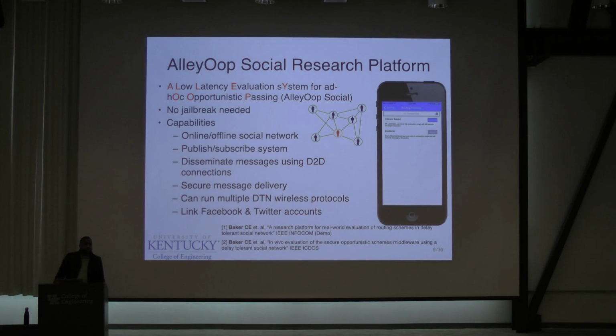Alium Social is an application you can download on your iPhone. You don't need to jailbreak it. It has a lot of functionality. It supports online and offline social networks, so it looks very similar to Twitter. When you're online, everybody receives tweets like they normally would. When you're offline, people can route messages to each other using different routing protocols available in the application. Routing protocols move messages based on different social characteristics of the nodes inside the network. It operates securely, with encryption and decryption of messages using elliptic curve encryption, and it can run multiple DTN protocols that I mentioned before at the same time.